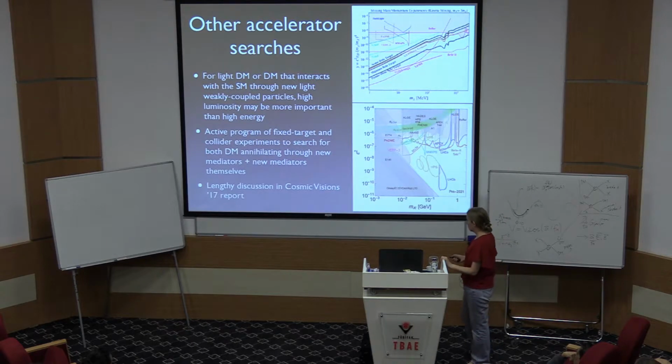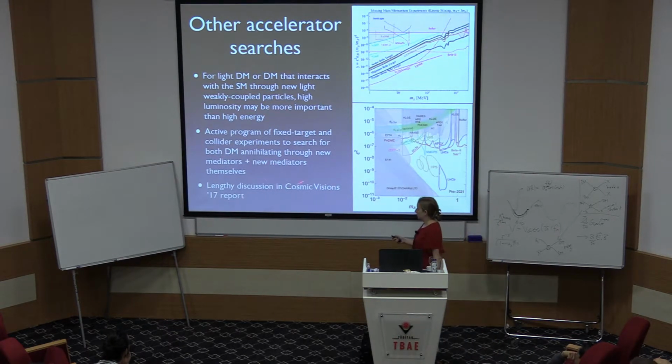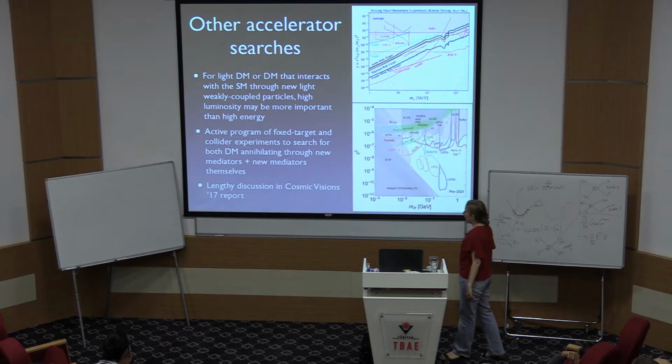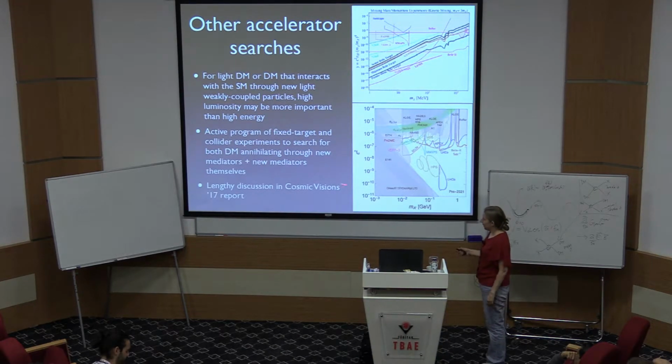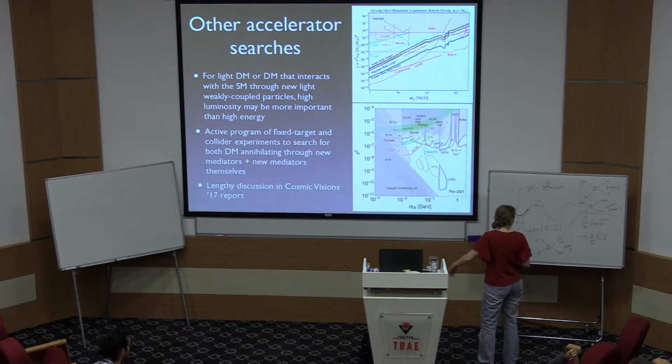So there's a pretty active program of fixed target and collider experiments to look for situations like this, either trying to produce the dark matter directly or just looking for whatever mediates the interaction of the dark matter with the standard model. I'm mostly just going to point you at this report again. But these are some current constraints. So this is for thermal dark matter that gets its abundance through freezing out through some tree level process.